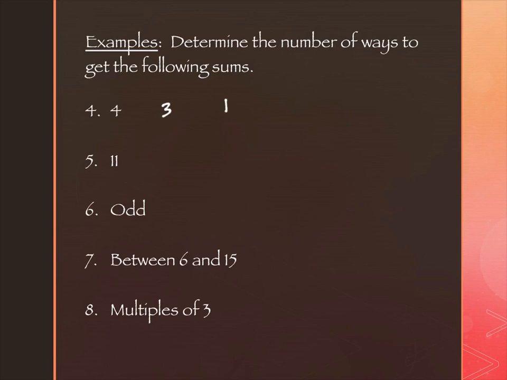You can think, oh, I could get a 1 and a 3. I could get a 3 and a 1, or I could get a 2 and a 2. Oh, look, there's 3 of them. And so this is not a very big problem to accomplish for that particular one, the number 4. All right, what about 11?